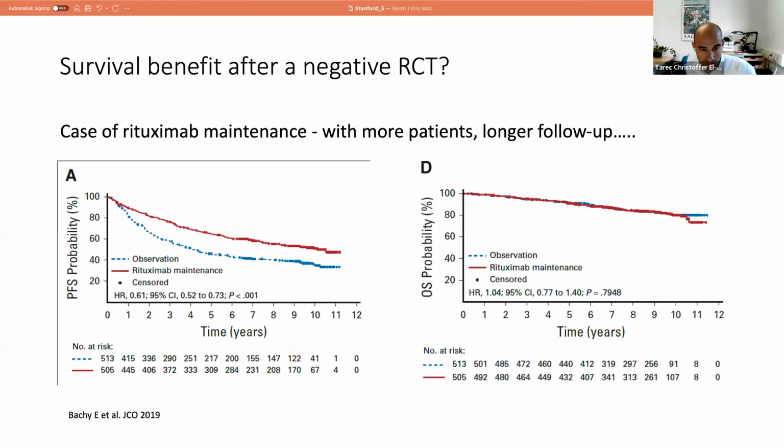So I have an example of this also from our own data, like how do you interpret when there is a discrepancy? And you all know the PRIMA study where maintenance rituximab was tested in follicular lymphoma after first-line therapy, and this really was associated with a better PFS, but no overall survival benefit. And probably this is also why it's less commonly used, I would say, in many countries now, because there is no final overall survival benefit, and this is true even after many years of follow-up.